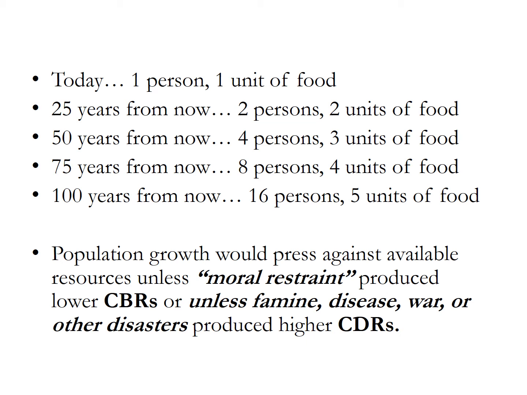So what he argued was that population growth would only stop if people started to practice moral restraint, basically stop having kids and lower those crude birth rates. Or we need a good famine, disease, war, or some other disaster to raise the crude death rate.